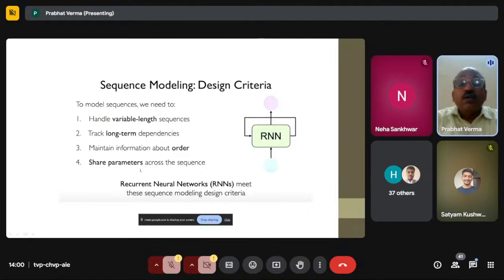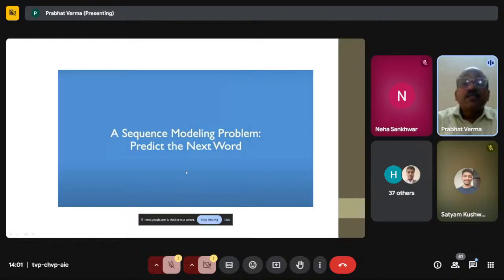Right. So recurrent neural networks, or RNN, meet these sequence modeling design criteria. All the 4 sequence modeling criteria are fulfilled by the RNN. So we shall see these in detail.